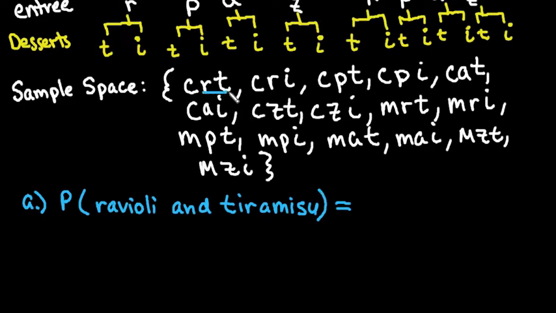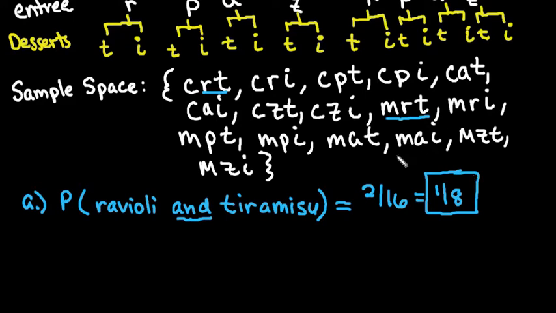So right here we had calamari with the ravioli and the tiramisu. And then we also have it here, the ravioli and the tiramisu with the mushrooms. So those are the only two times that we get both ravioli and tiramisu. Anytime it says and, it has to be true for both of them. So we had 2 times out of a total of 16, which would reduce to 1 out of 8. So this is the probability of selecting ravioli and tiramisu.